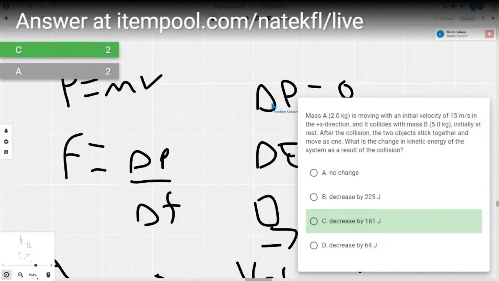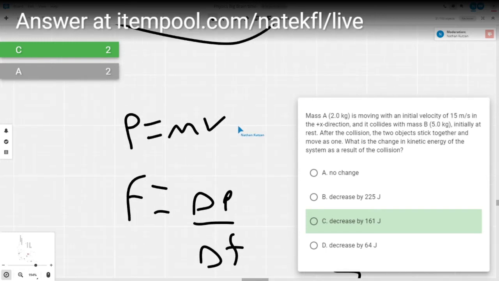Does anyone who got 161 want to explain how they got it? No. Okay. So let's move out over here.